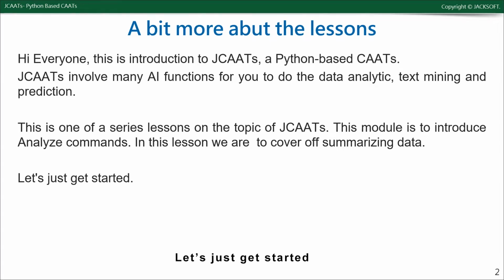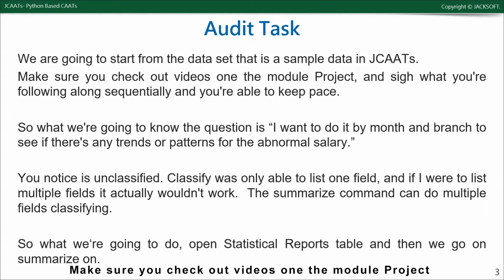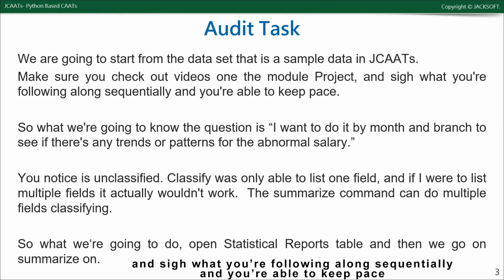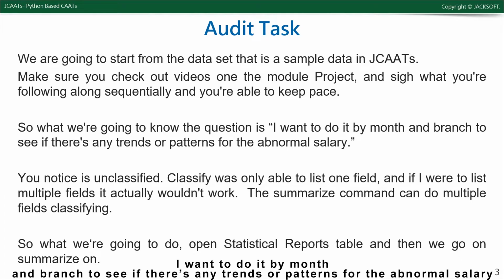Let's just get started. We are going to start from the dataset that is a sample data in JCAATs. Make sure you check out video 1, the module project, so you're following along sequentially and able to keep pace. The question is, I want to do it by month and branch to see if there are any trends or patterns for the abnormal salary.